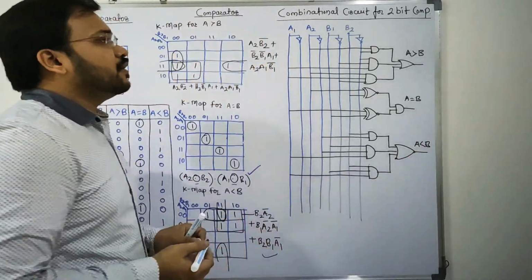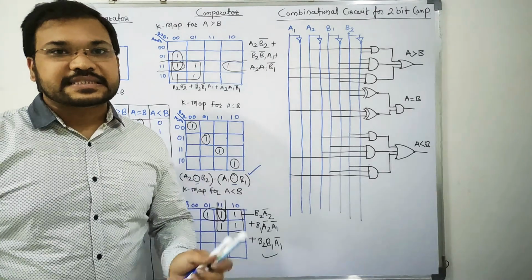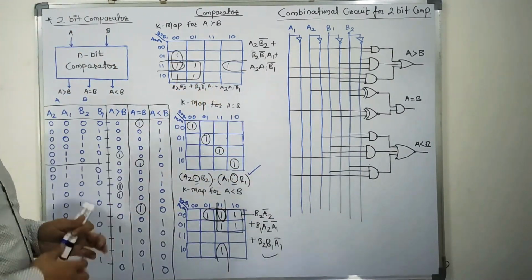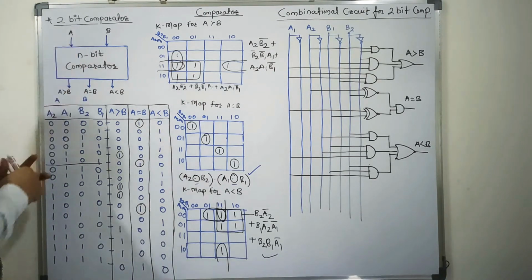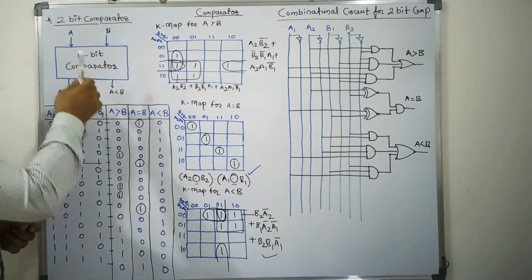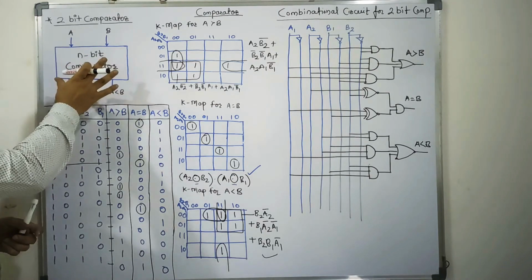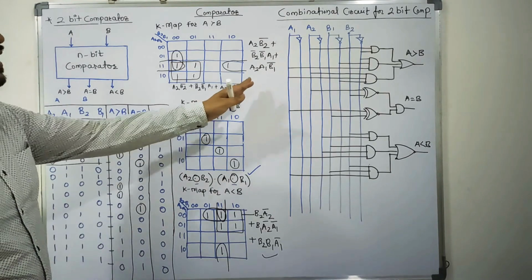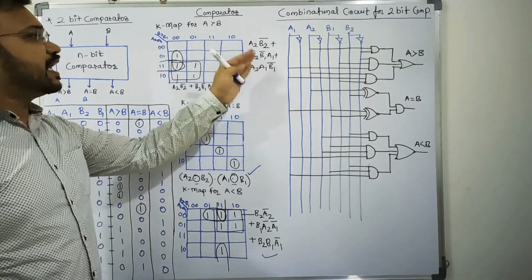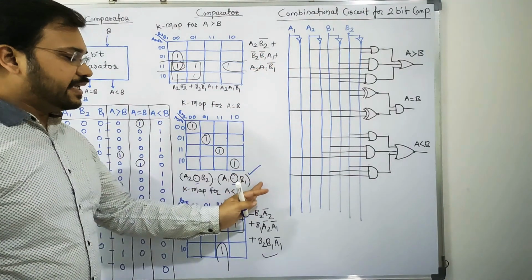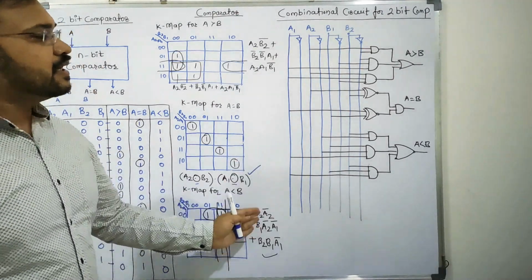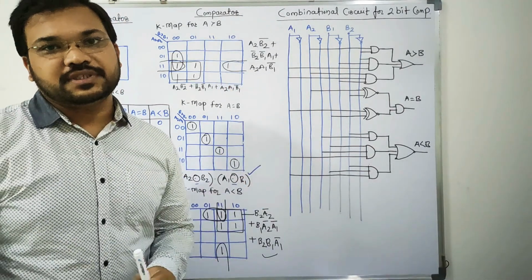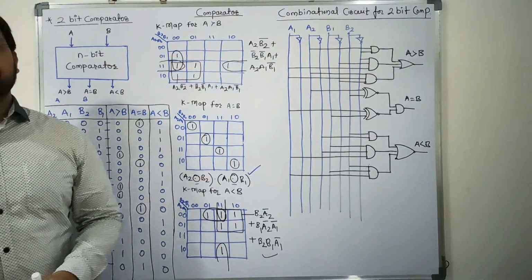So in this way we can draw the combinational circuit for a 2-bit comparator by using K-map. First of all, the story started with the 2-bit comparator block diagram. This is the n-bit comparator, the generalized block diagram. Next, the functional table. By using the functional table, we wrote the equations using K-map. After getting the equation, we implement the combinational circuit for the 2-bit comparator using this equation. So this is all about your 2-bit comparator. Thank you.